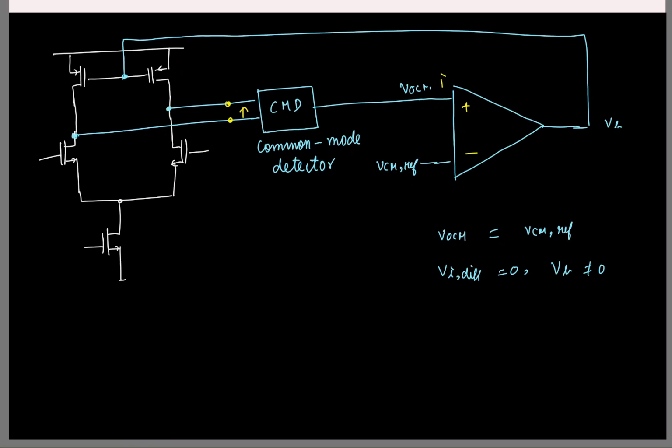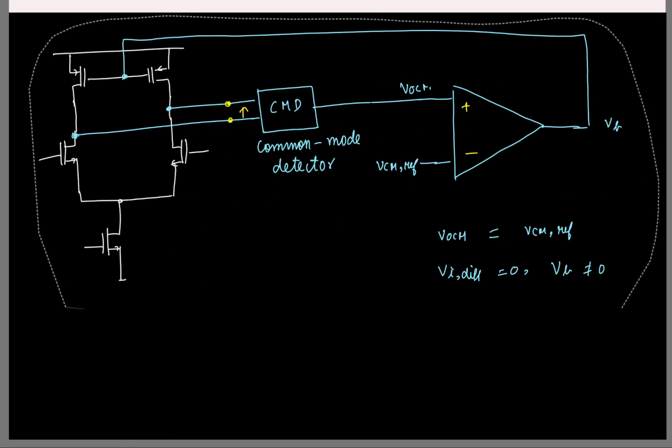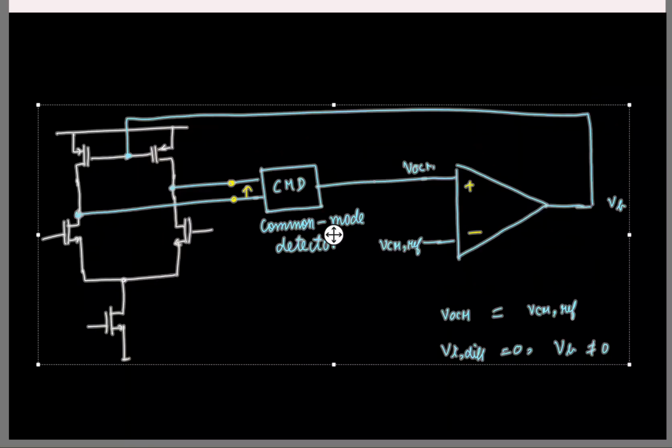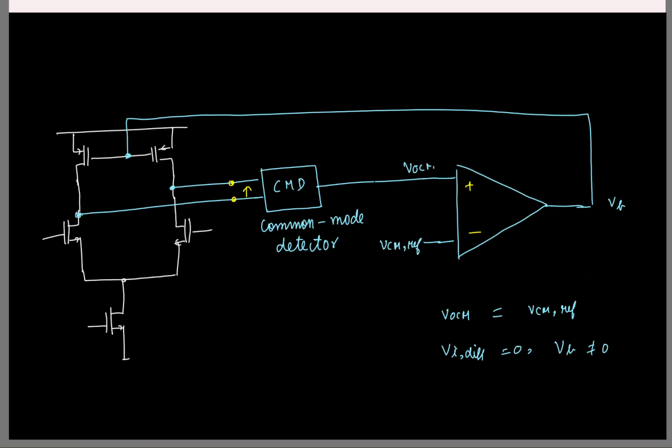And this technique of fixing my output common mode to some desired value using a negative feedback loop, of course, the moment you come up with something, you have to give a name. So this is called common mode feedback for obvious reasons, or in short, CMFB. So this essentially is a negative feedback loop that is setting your common mode.